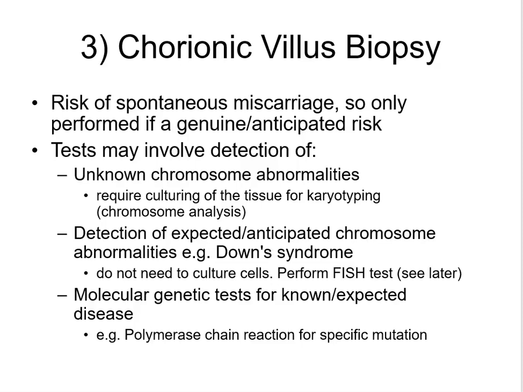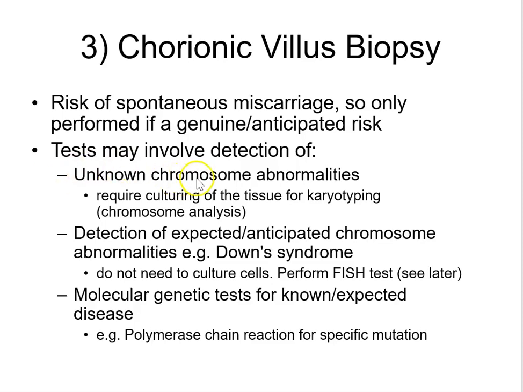So if we know that the fetus is at risk of something like Down syndrome due to abnormal biochemical markers, or the nuchal translucency test, or older parents putting them in the high risk category, then that may warrant a chorionic villus biopsy being done. And this can be done earlier than amniocentesis, meaning that any terminations that are performed are done earlier.